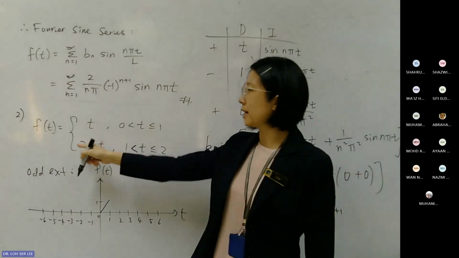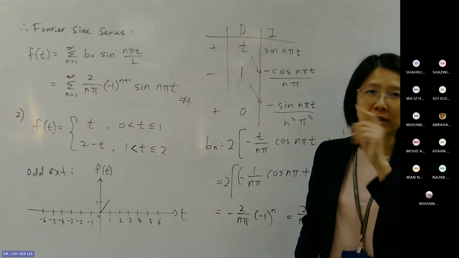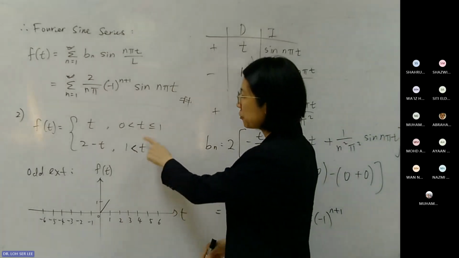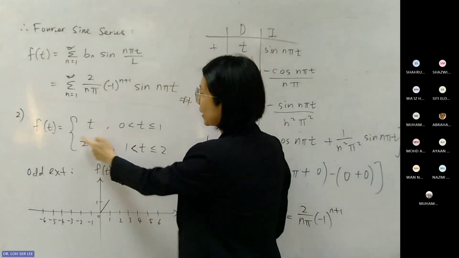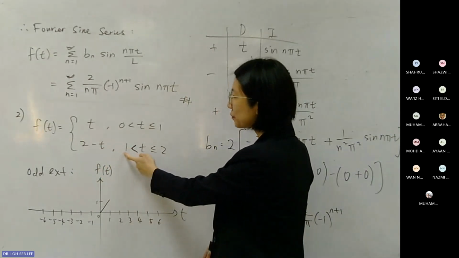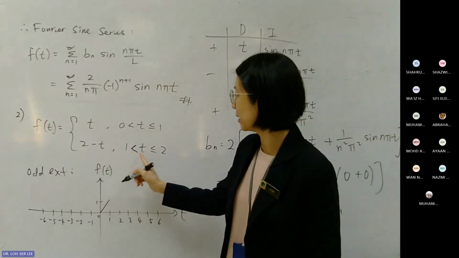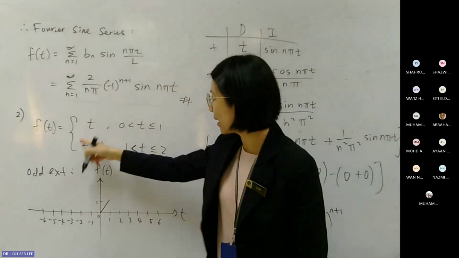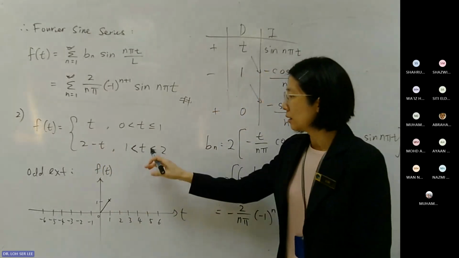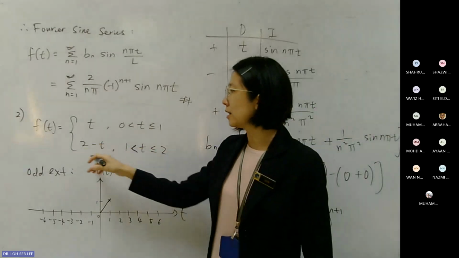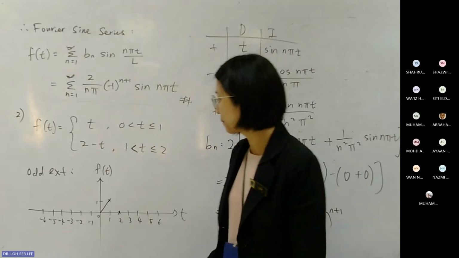So when this is a straight line, we can use the endpoints to find 2 points. Then we join the 2 points with one straight line. You treat this one as x, and this one as y. So when x is 1, your y is 2 minus 1, which is 1. So (1, 1) is here. When x is 2, your y is 0. So (2, 0) is here.